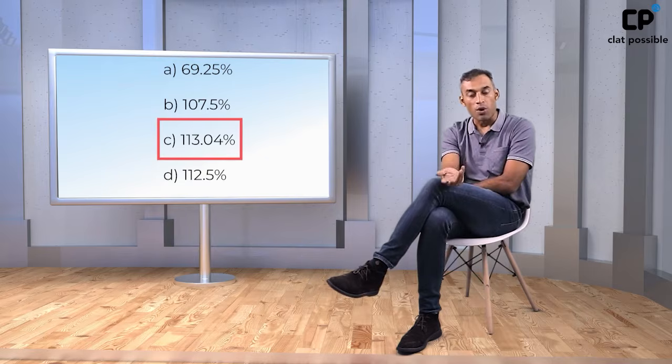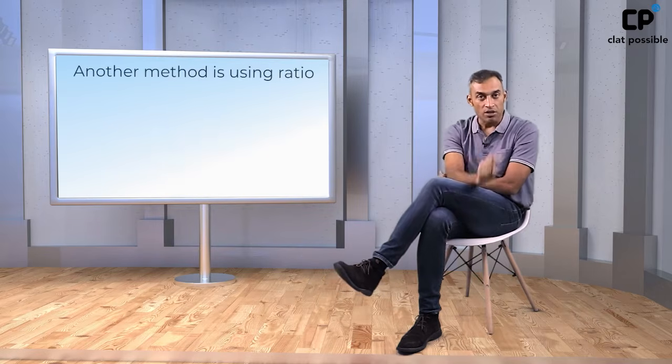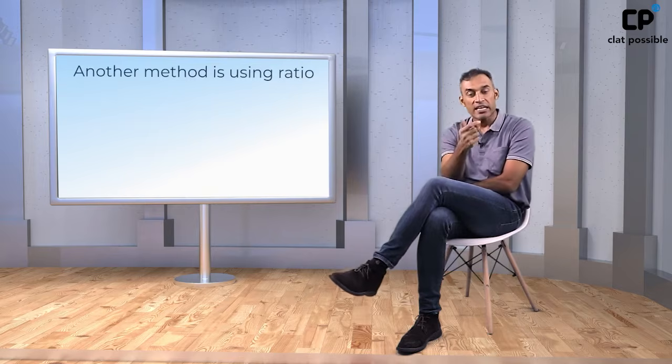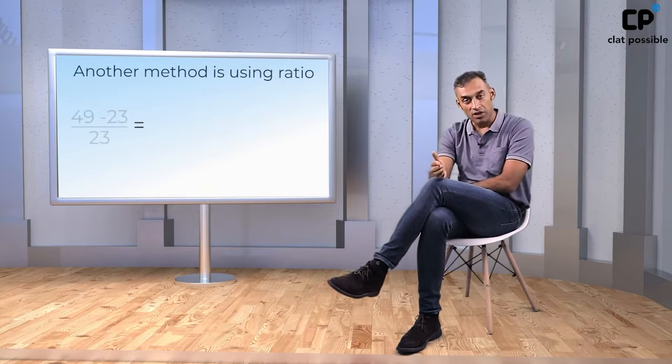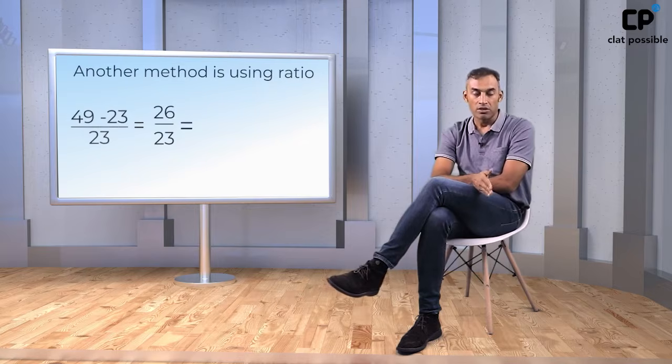So this is how we do it. The second way of doing it, like I said, is converting this into a ratio, that is 23 upon 49, and then calculating in a similar way. So 49 minus 23, which is 26 upon 23, right? So overall my ratio becomes a 26 upon 23 ratio.